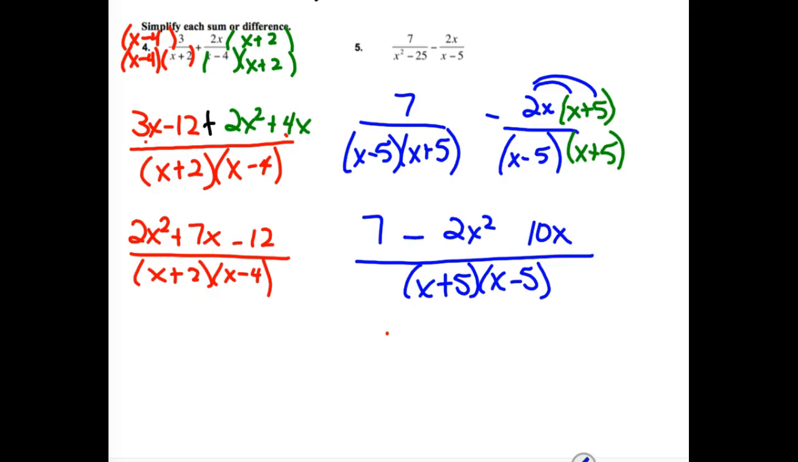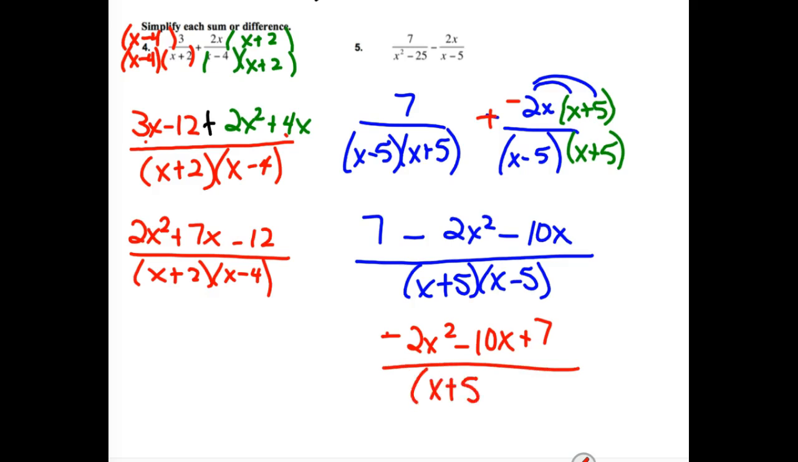So I'm subtracting the 2x squared. I'm subtracting the 10x. If you find that you forget that kind of thing, change this minus sign into addition and put the negative with the 2x. Then it'll be easier to see when you distribute it in. Okay? Combining like terms, we don't have any actual like terms in the top, but we could put it in standard form. So, negative 2x squared minus 10x plus 7, all divided by x plus 5 times x minus 5. Questions about that?